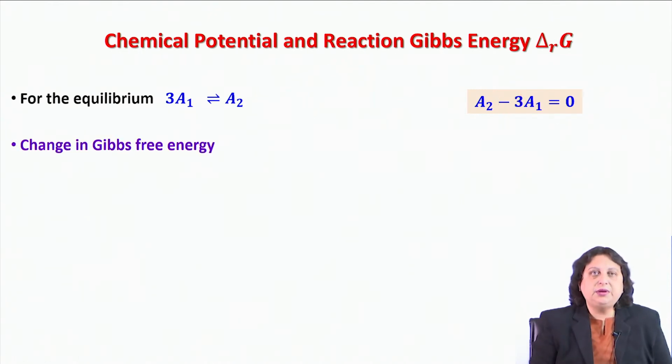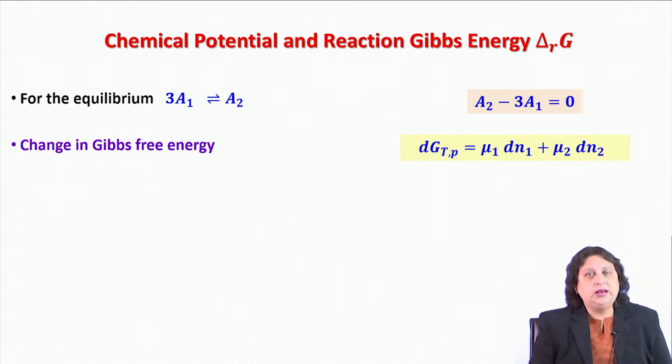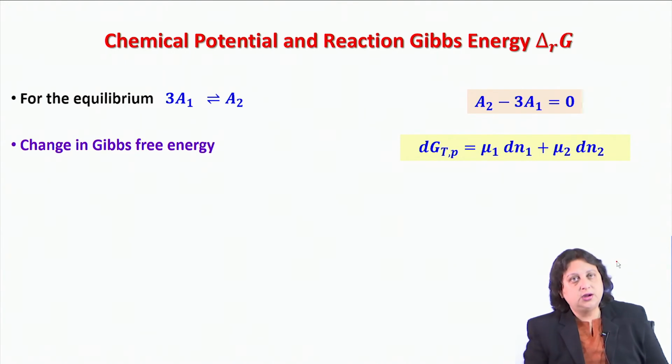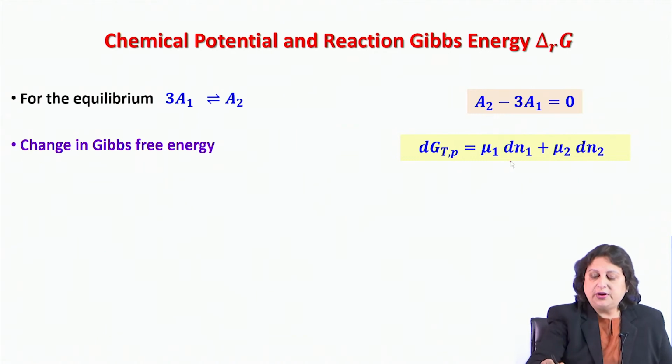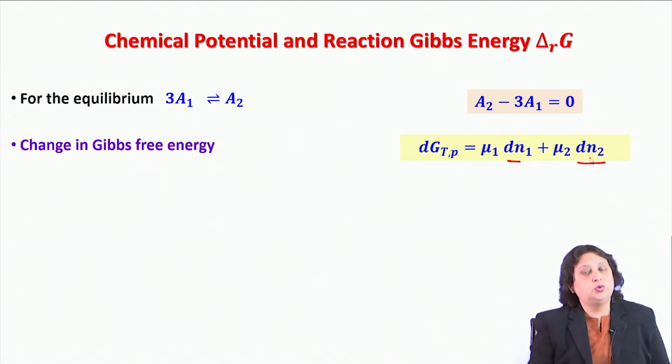Let us next examine the change in Gibbs free energy. For this equilibrium, if the reaction proceeds in the forward direction at a given temperature and pressure such that the reactant has undergone a reduction by dN1 moles and the product has gained dN2 moles, then dG at constant T and P is going to be written as mu1 dN1 plus mu2 dN2, as I have written over here.